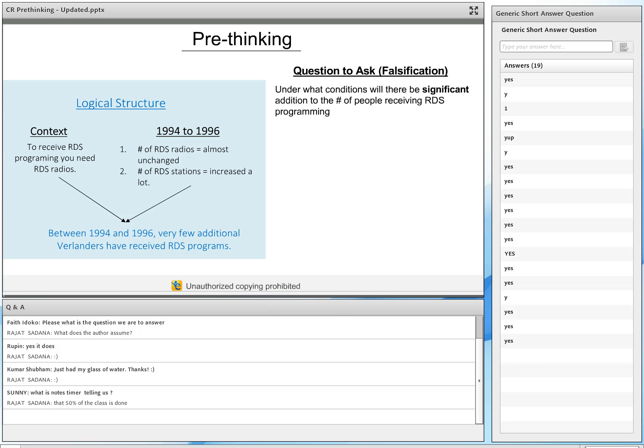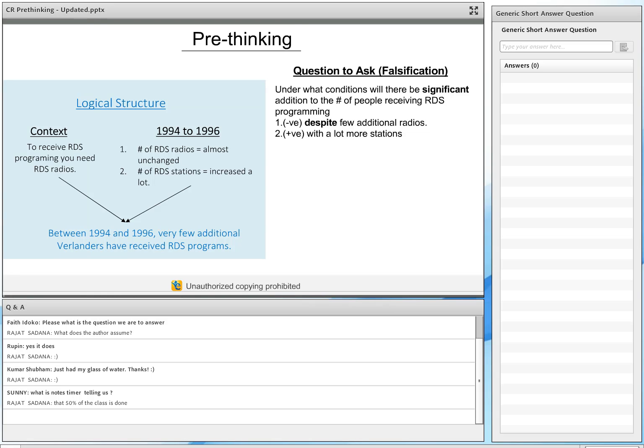Okay. So what's the falsification question? The falsification question is, under what conditions will there be a significant addition to the number of people receiving special programming or RDS programming? We are using that interchangeably. Given that between 94 and 96 there are very few additional radios, and between 94 and 96 we have a lot more transmitting stations. So tell me, what are the two possible scenarios in which we can falsify the conclusion?